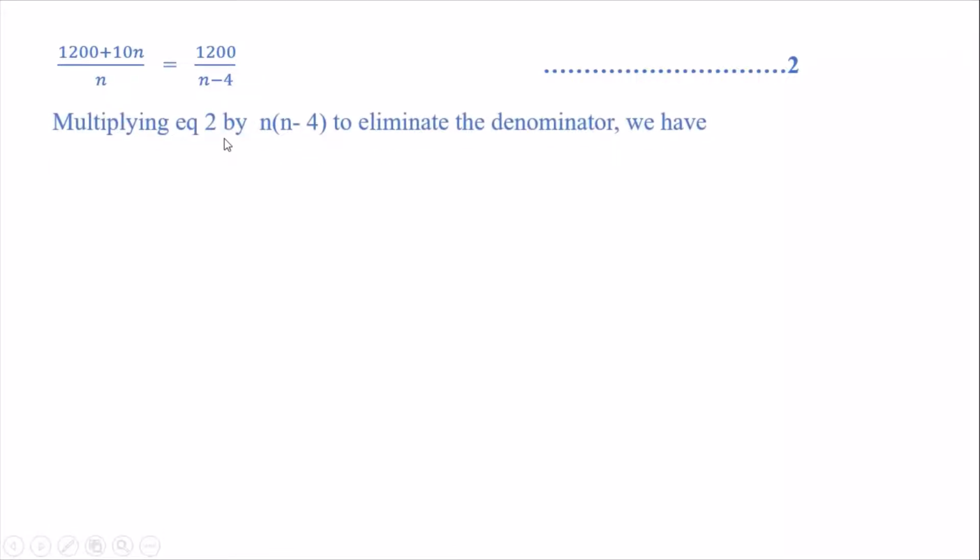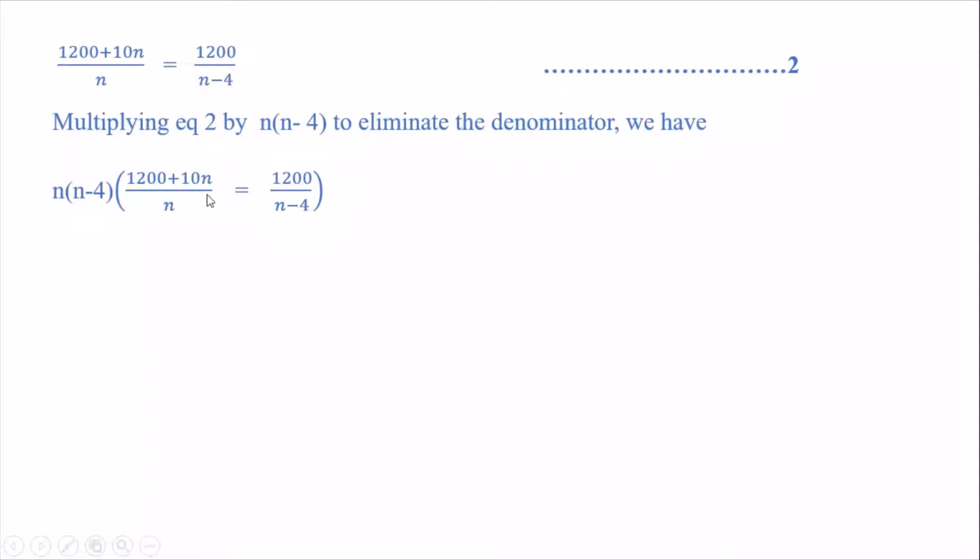Multiplying the equation by n times (n minus 4) to eliminate the denominator, we have n times (n minus 4) times 1,000 times, in the bracket, 1,200 plus 10n divided by n, is equal to 1,200 divided by (n minus 4), the whole in the bracket.